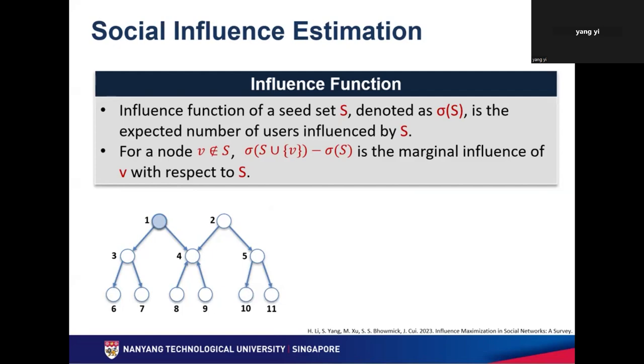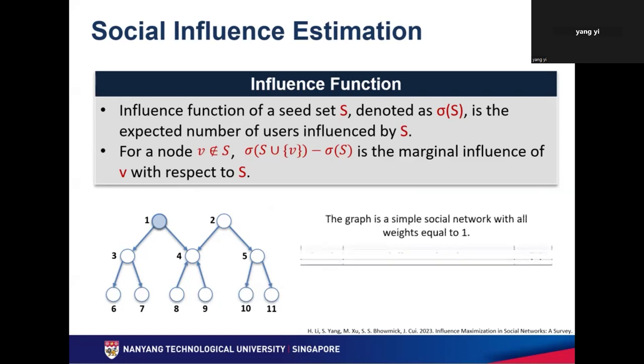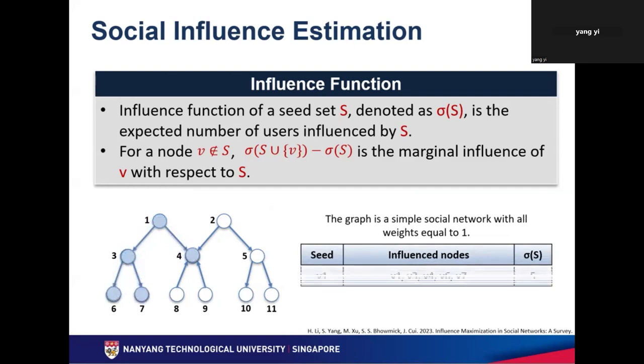So let's see the following figure. We have a simple network, and one node initially gets this piece of information, that is V1. Suppose V1 spreads the information to his friends and friends of friends. Suppose the information spreads following some kind of probability. Let's say the probability equals 1, then from V1, the information will spread over to V3, V4, V6, and V7, right? So at the end, the number of nodes influenced by this piece of information is 5.